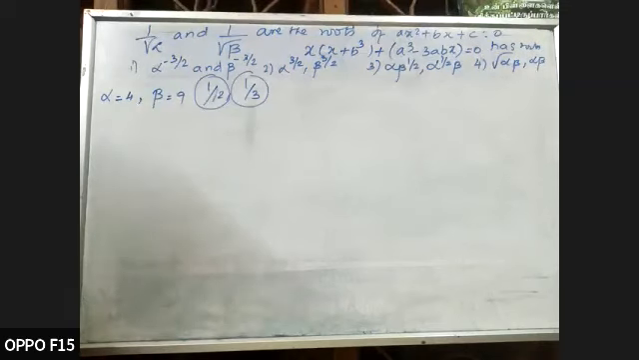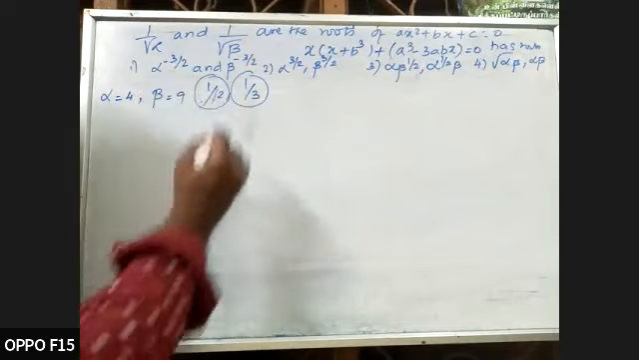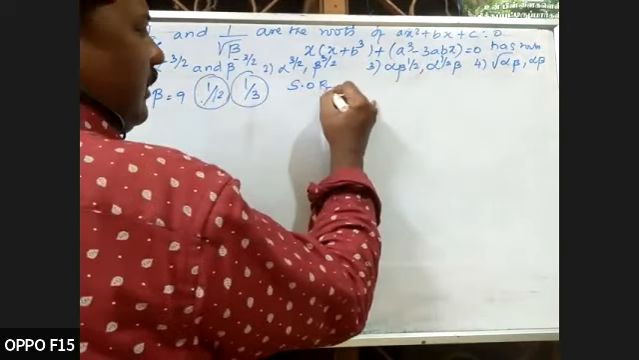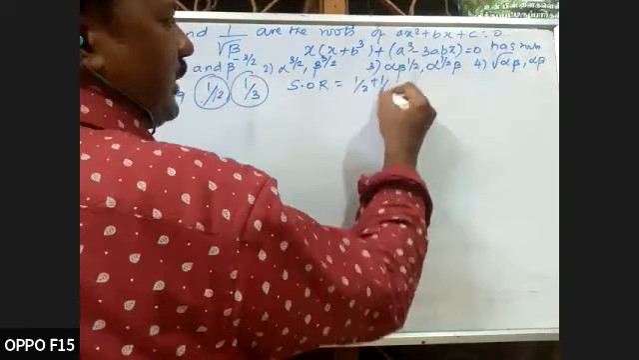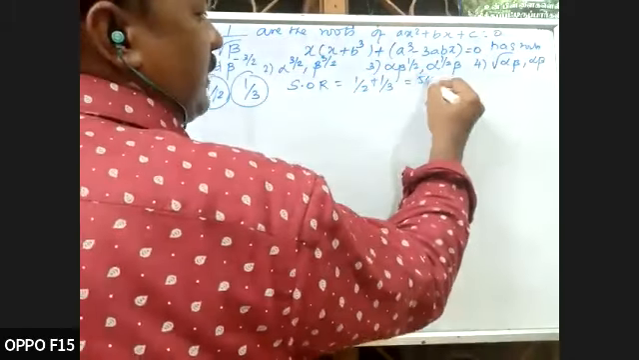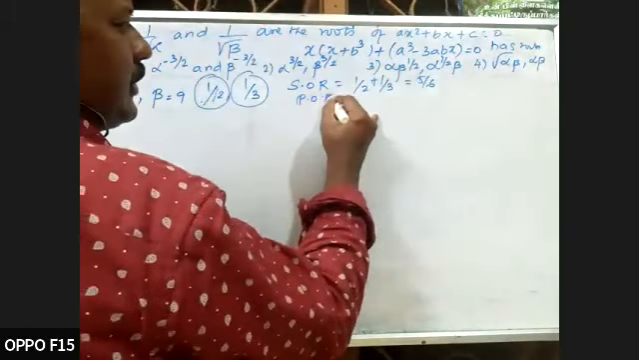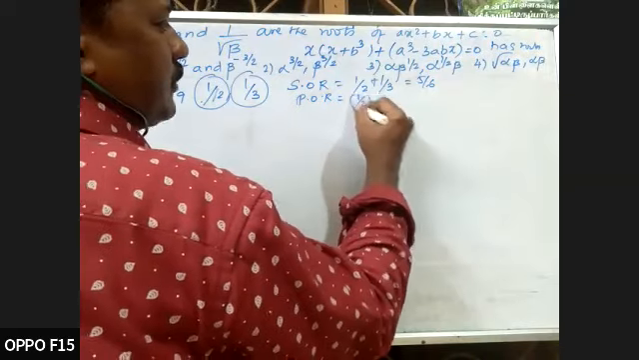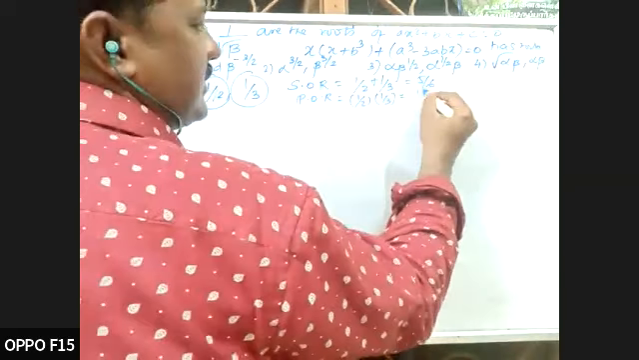1 by root alpha, 1 by root beta are the roots of the equation. இல்லையா, இதுதான் ரூட்ஸ். அப்ப இதுக்கு sum of the roots கண்டுபிடி. We'll get 1 by 2 plus 1 by 3 which is equals to 5 by 6. Then the product of the roots கண்டுபிடி. 1 by 2 into 1 by 3 which is equals to 1 by 6.